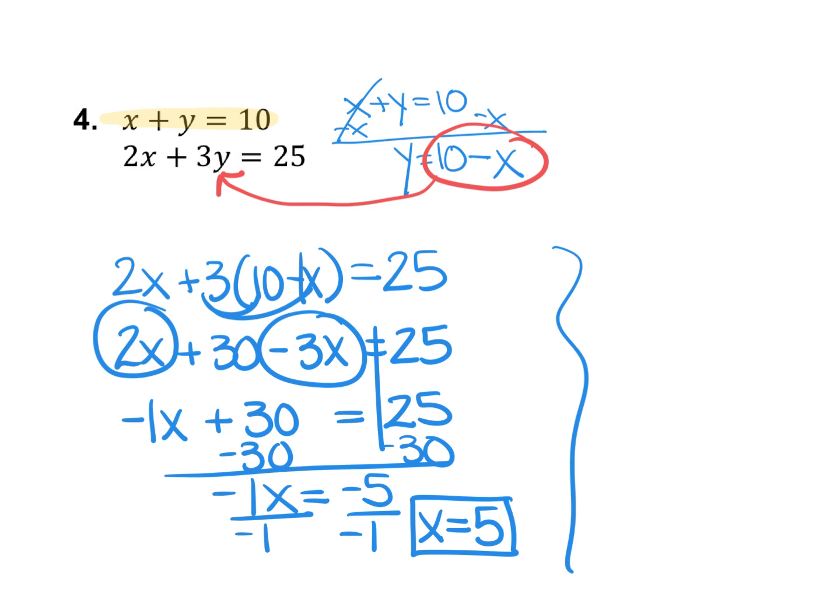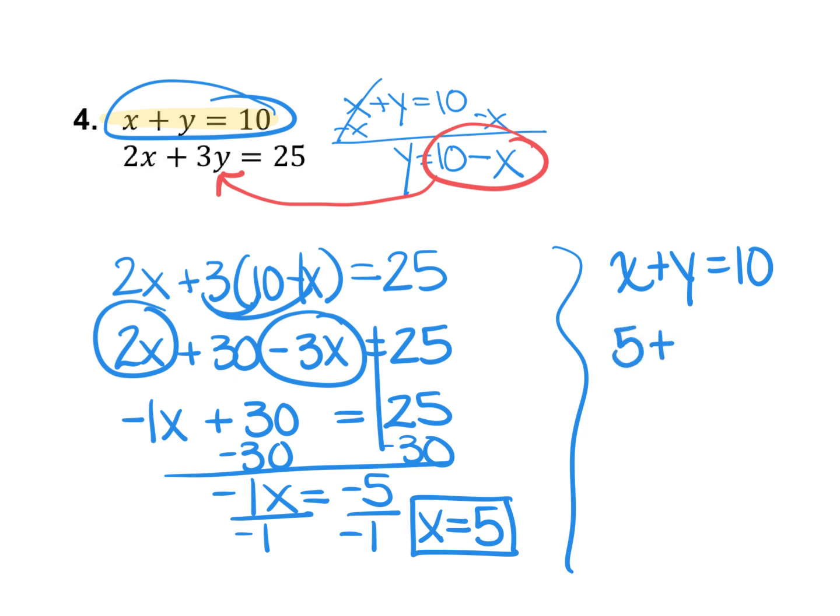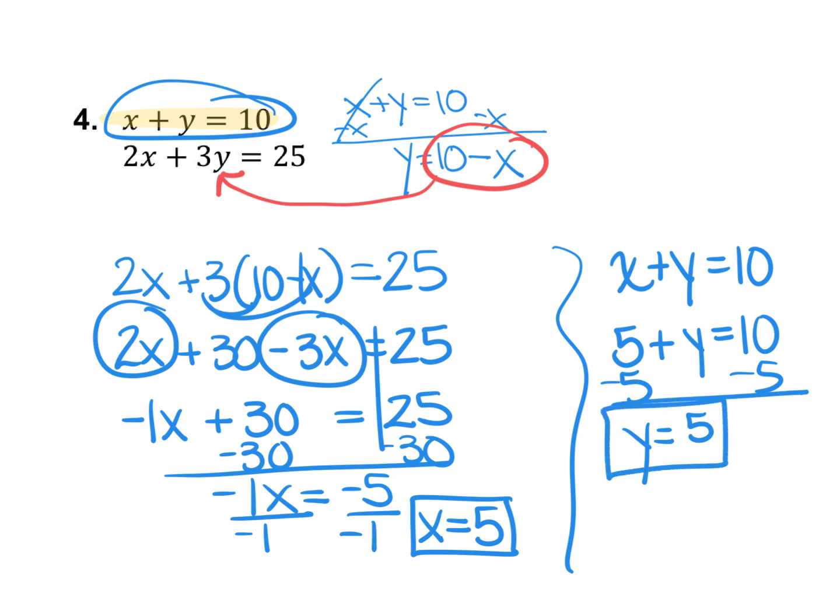All right, so we have one variable. Again, let's come up here and take the easier of the two. It'd be way easier to do this one than to solve for the other variable. So if you use the x plus y is equal to 10, we're saying x is 5. 5 plus y is equal to 10. Well, when you solve, y is also equal to 5 because 10 minus 5 is 5. So the solution to this system is 5, 5.